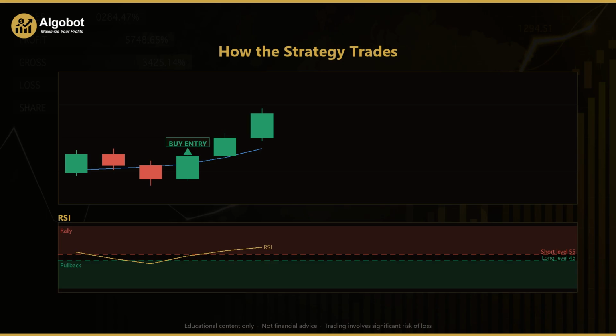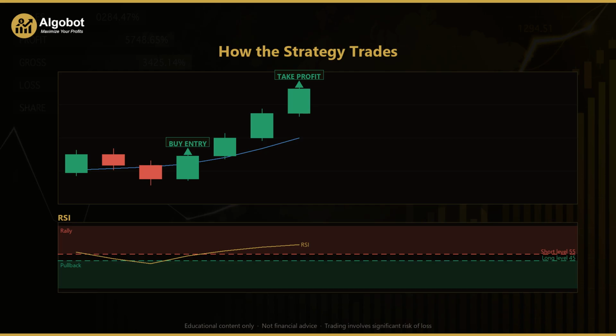It is waiting for evidence that the dip is finished. Then comes the signal bar. Price snaps back upward and closes firmly above the rising VWAP, and at the same moment RSI crosses back up through 45. All three conditions are now satisfied. The slope is up, price is above value, and momentum has turned. That's where you see the buy entry marker appear.